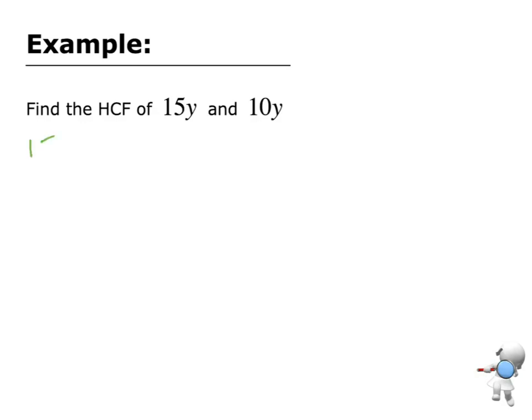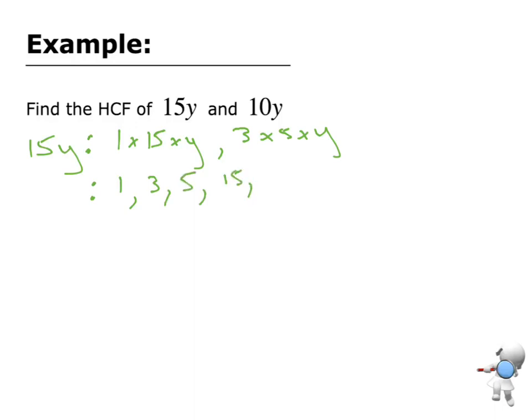So if I take 15y and think about, right, what are the common factors of that? So I could do that as 1 times 15 times y. I could have 3 times 5 times y. So those are the two different ways that I could multiply some numbers together to end up with 15y. So that means the factors are 1, 3, 5, 15 and y.